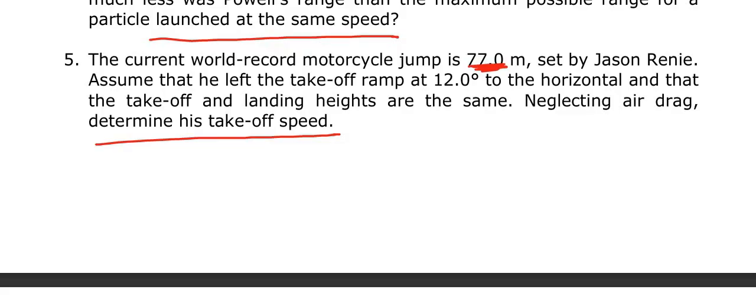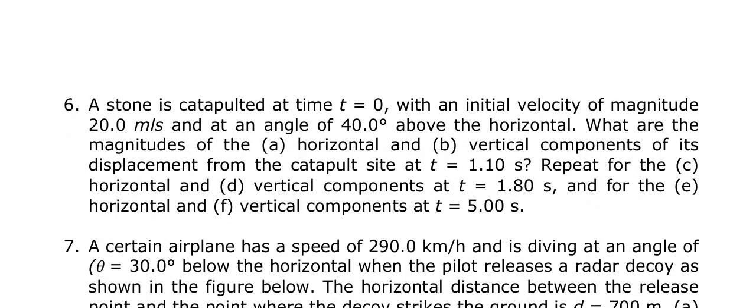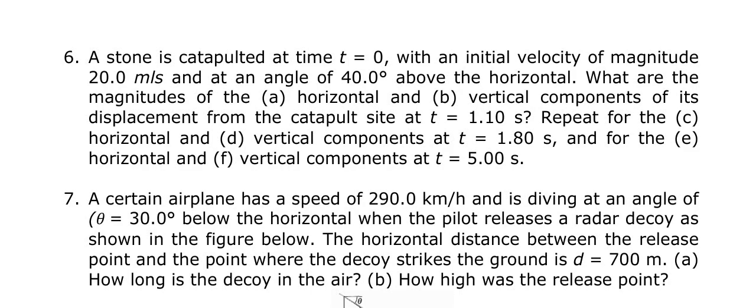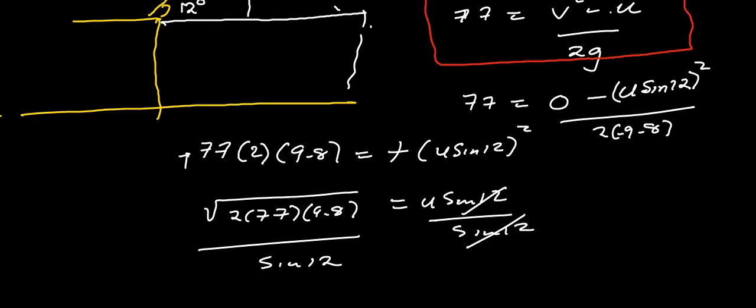Then the next question here: a stone is catapulted at t equal to 0 with an initial velocity magnitude of 20 meters per second and at an angle of 40 degrees above the horizontal. We're asked for the magnitudes of the horizontal displacement from the catapult site at that time, the horizontal x component. For you guys that are doing 10, 15, they don't really ask about such, but if we were to just do it, the angle is given to be 40.